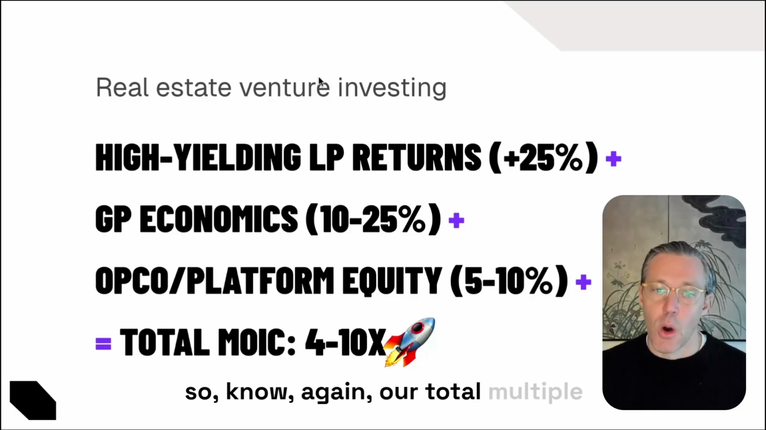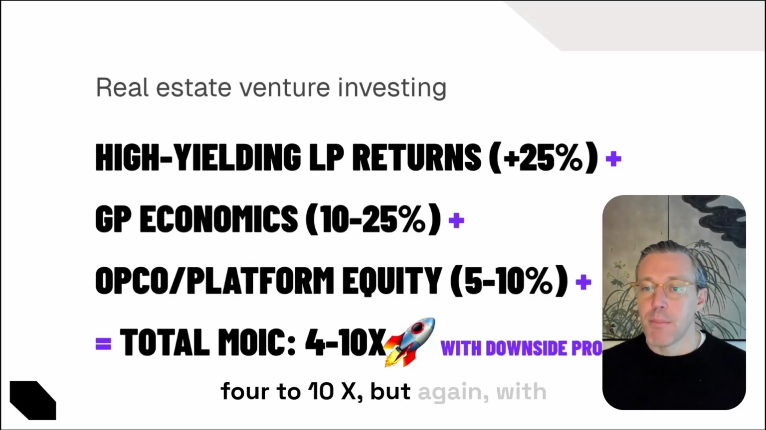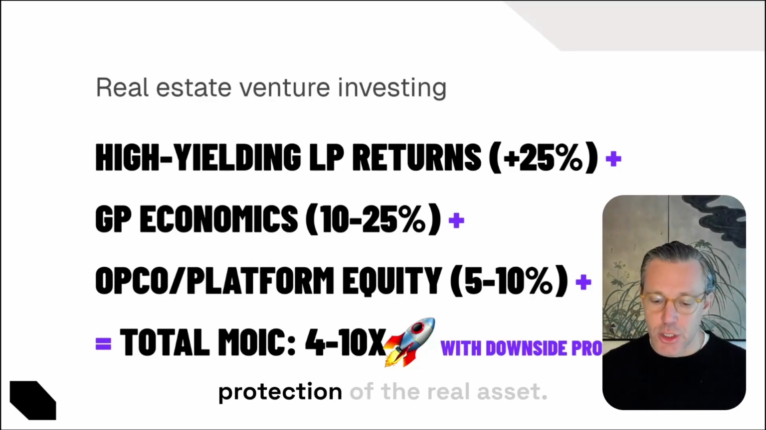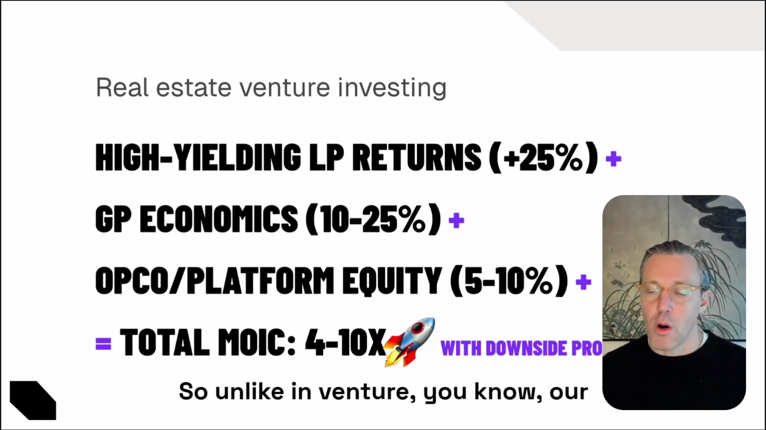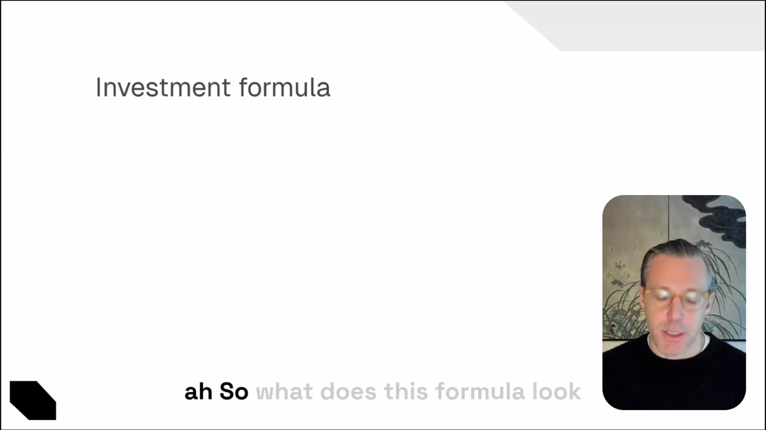And so, again, our total multiple on invested capital we're targeting is 4 to 10x, but again, with downside protection. So we're going to have the downside protection of the real asset. So unlike in venture, our investment is almost never going to go to zero. So what does this formula look like?